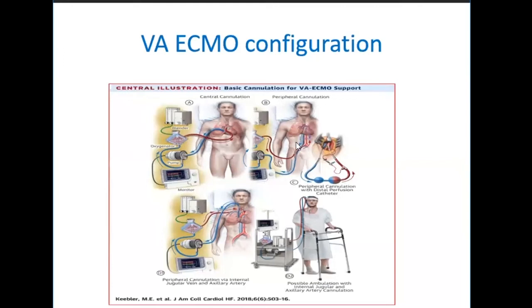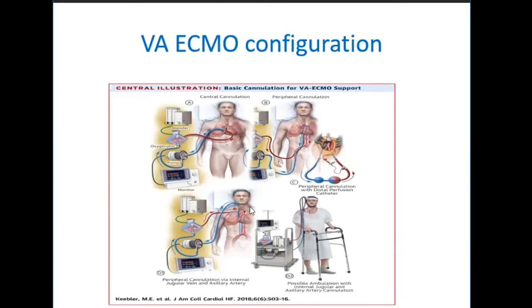We also have a configuration which is being used in the ICU, in which we are draining basically from the femoral vein or the inferior vena cava, and the oxygenated blood is returned to the femoral artery. This is the most commonly used in the ICU. If you are cannulating the femoral artery, because the size of the femoral artery is small, there is a chance of thrombus formation.